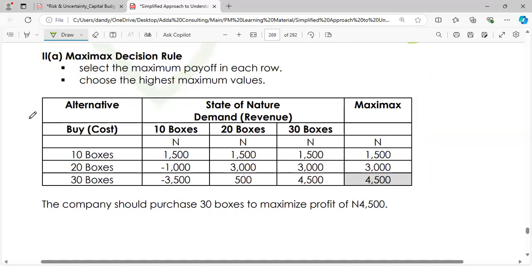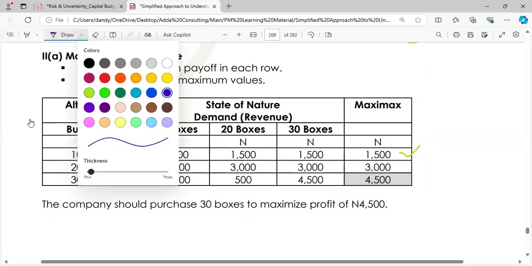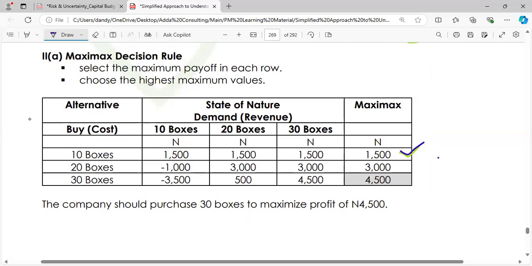So using Maximax criterion, you are supposed to select the highest payoff value in each row. So we select that 1,500. Let me change the color to something else, blue. We select the highest value. In the second row, minus 1,000, 3,000, 3,000. 3,000 is the highest. Minus 3,500, 500, 4,500. 4,500 is the highest. Therefore, we select 4,500. Then the company should purchase 30 boxes to maximize profit of 4,500. That's what you need to do.